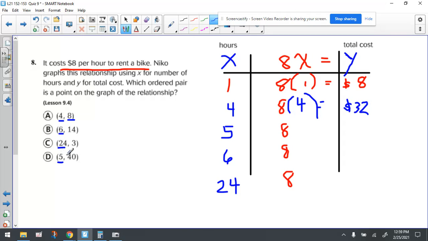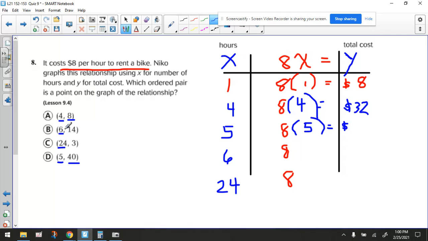If we look at choice D, we substitute in the 5. And if we do 8 times 5, does that equal $40? Because that's what they're proposing here. So if you're saying that it does, then you're probably going to pick choice D as your answer. But let's make sure we can eliminate the other choices.